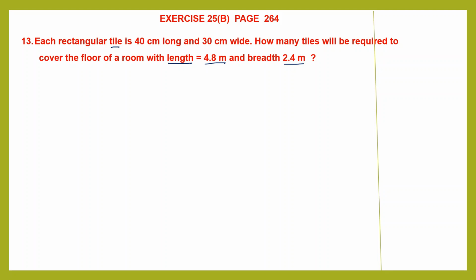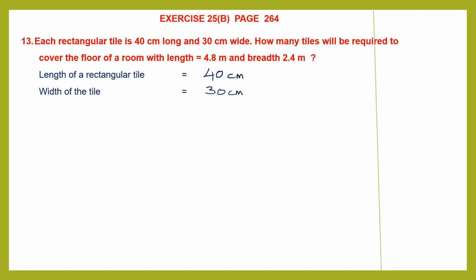So here first we need to find the area of the rectangular tile, then the area of the floor of the room. So first let's begin with the area of the rectangular tile. The length of a rectangular tile given to us is 40 centimeters. The width or the breadth of the tile is given as 30 centimeters.